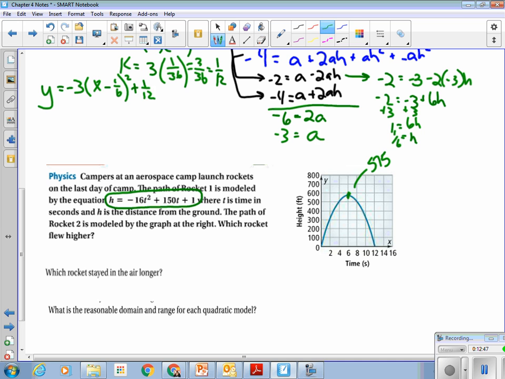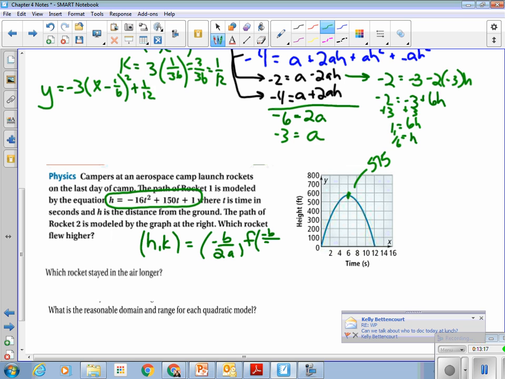When you have a frowny face parabola, so it's facing down, at the vertex is your maximum. So if you can find the vertex of this function, you will know the maximum. We can compare it to our graph. So the vertex is (h, k), where h is negative b over 2a, and k is my function when we plug in negative b over 2a.